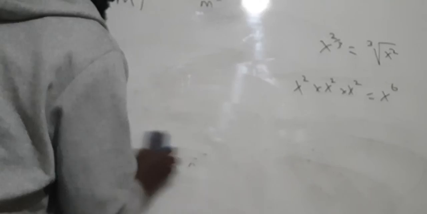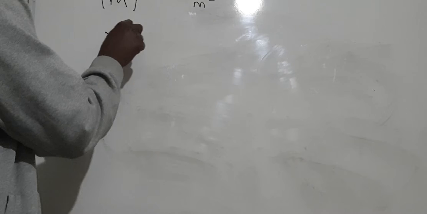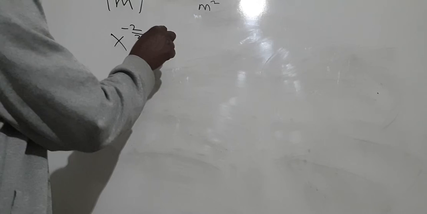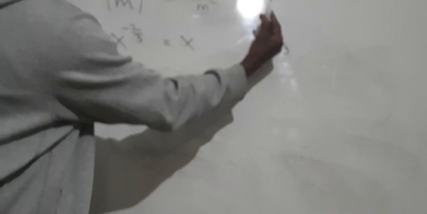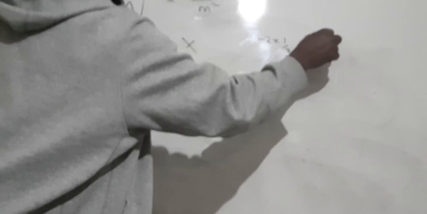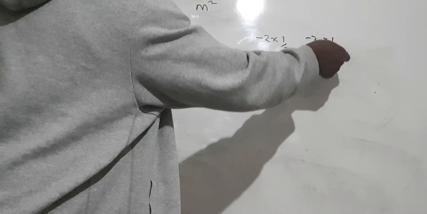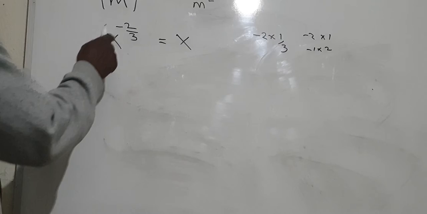Now, as you get nastier, you have to analyze it. That's the only way to help you. As you get more and more awkward, like x to the power minus 2 over 3, now the minus is here. We can say this is 2 times 1 over 3, which means x squared. But minus 2 is also the same thing as minus 1 times 2. It could be both ways. Whenever you see minus, I will say this is x to the power minus 1 times 2 over 3.